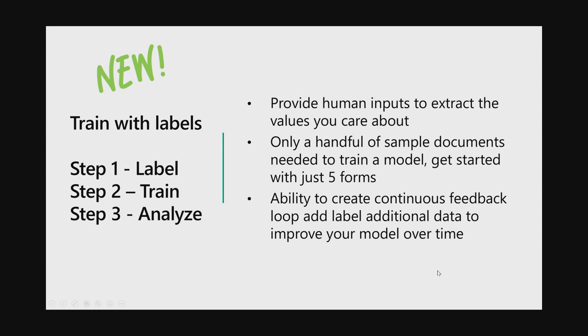This is a new feature that we're adding today that enables you to first label the documents, then train, and then analyze. With this feature now, you can label the values you're interested to extract, and train a model to extract the values that you're interested in. Again, you can start with 5 sample documents. You might need more depending on the quality of the documents that you're trying to extract. For example, if they're tilted, if they're photos, stuff like that, you might need more than 5, but between 5 and 30 should be sufficient to come up with a high accuracy model.